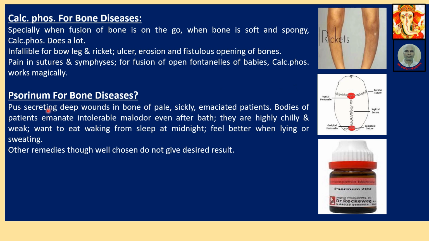Psorinum for bone disease: pus-secreting deep wounds in bone of a pale, sickly, emaciated patient. Body of patient emanates intolerable malodor even after bath. They are highly chilly and weak. Wants to eat, waking from sleep at midnight. Feels better when lying down or sweating.